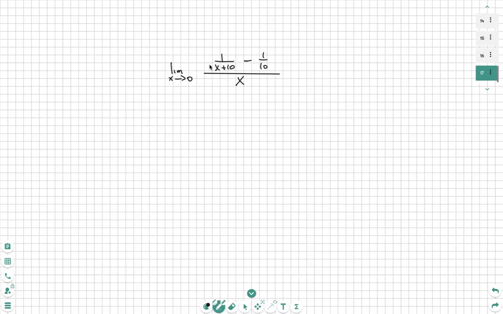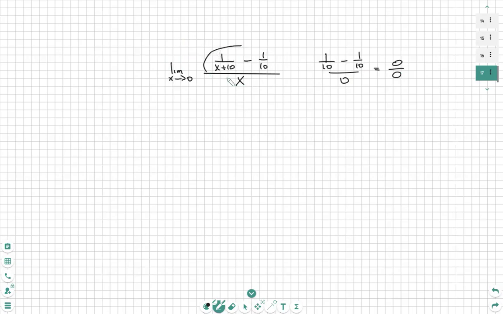So the first thing we're going to do is plug in 0. And what you're going to notice is we're going to get 1 over 10 minus 1 over 10 over 0. And we'll get a 0 over 0. The main thing that's an issue here is that we have a 0 in the denominator and we have a 0 in the numerator too. So we have to manipulate this in order to continue to solve.